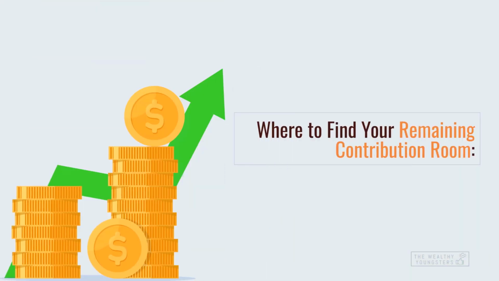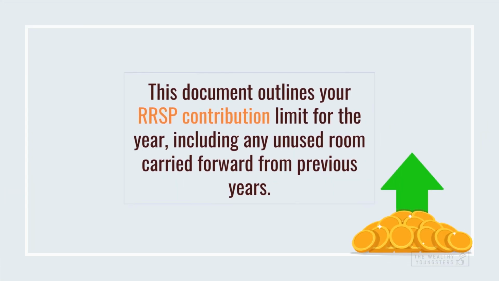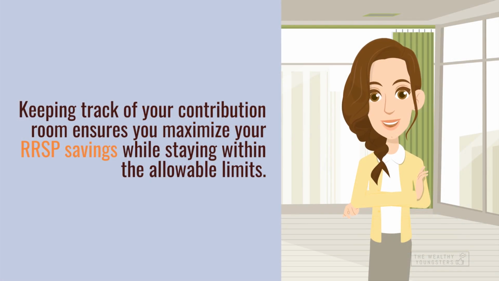Where to find your remaining contribution room? To check how much contribution room you have left for your RRSP deposit, you can refer to your annual Notice of Assessment provided by the Canada Revenue Agency, CRA. This document outlines your RRSP contribution limit for the year, including any unused room carried forward from previous years. Keeping track of your contribution room ensures you maximize your RRSP savings while staying within the allowable limits.